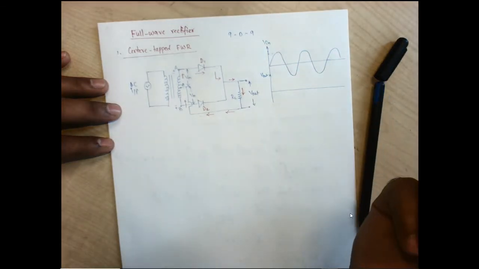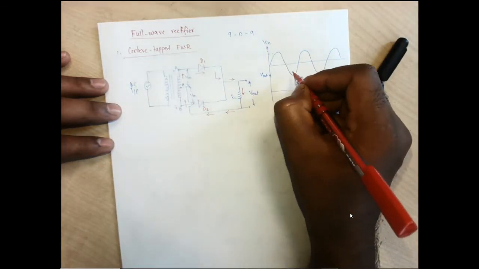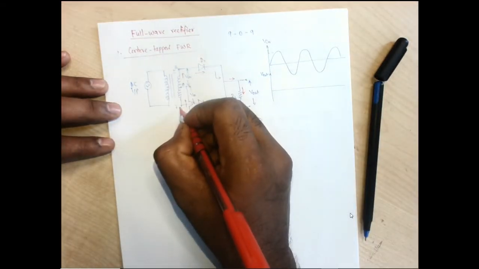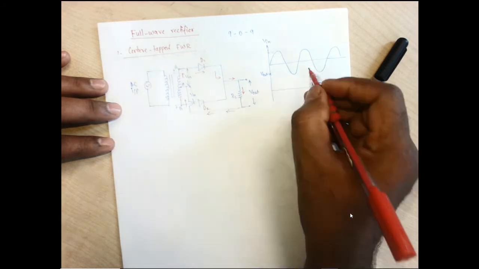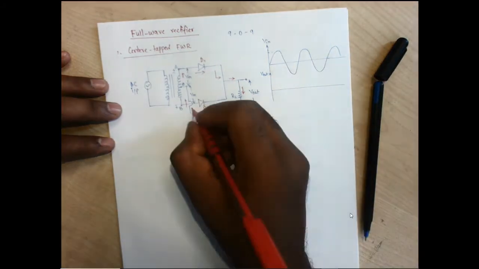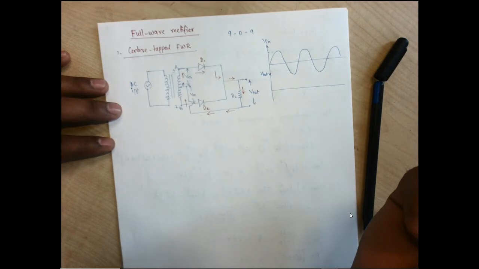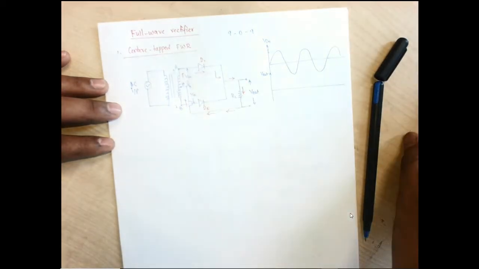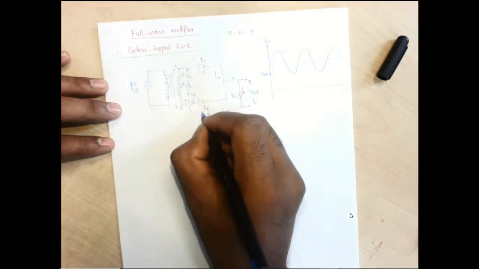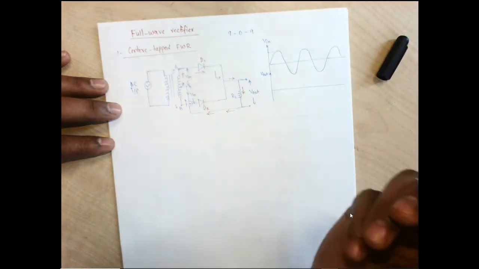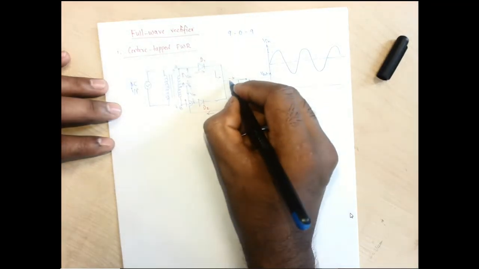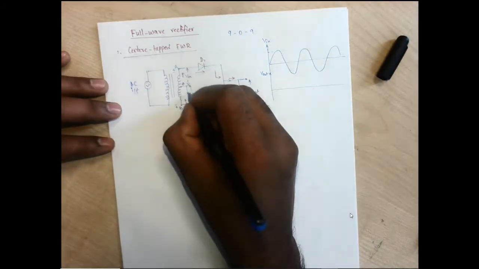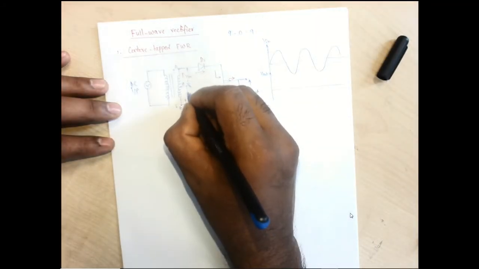Now for the next cycle, when the other half arises, this A point will become negative and this B point will become positive. So as B becomes positive for this negative half of the input cycle, D2 will act as a closed circuit. As a consequence, the current will flow from this diode, then coming to the external load, then terminating into the same point. Just neglect the direction part here.